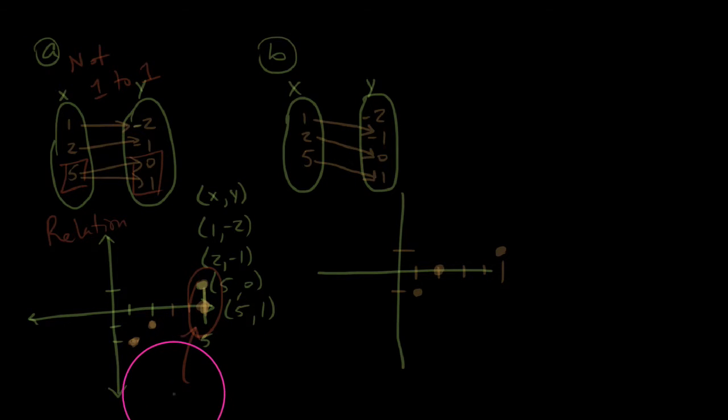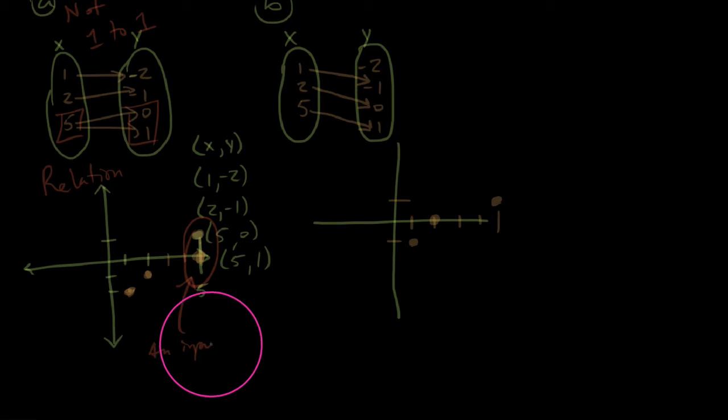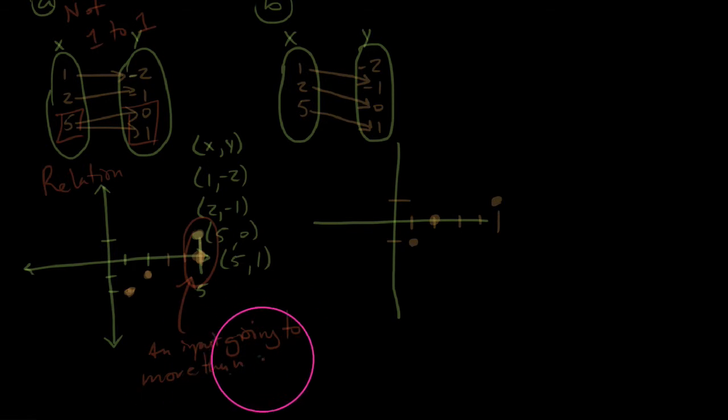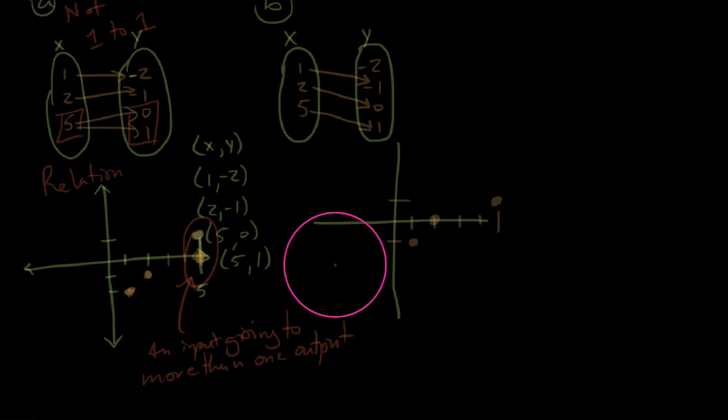So what we can see here is this. If we have an input going to more than one output, what do we notice about the graph that we don't notice over here on the right? With an input going to more than one output, the dots are vertically stacked over the 5. Over here, every single input went to 1 output, so there are no 2 dots stacked on top of each other. That is, there are no 2 y values stacked on the same x value, because every x value went to only 1 output.